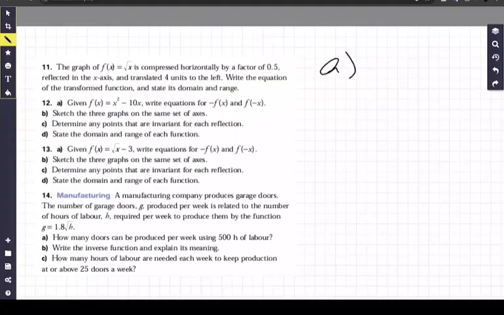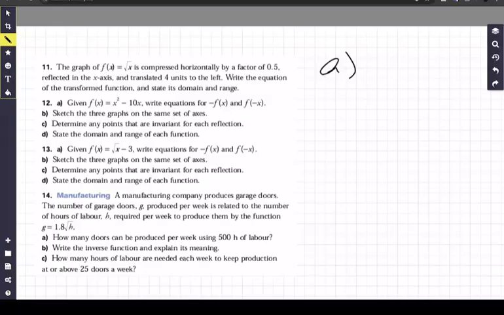So if we do square root 500, we're going to get 22.36 something. So times that by 1.8, 40.24. So we round it down because it's less than 5. So we can produce around 40 doors per week. So use your brain a little bit and be like, wait, can we produce a decimal of a door? No, we probably can't. Maybe you can do it halfway done, but we don't want to do that, so we're going to say 40 doors. Write the inverse function and explain its meaning.